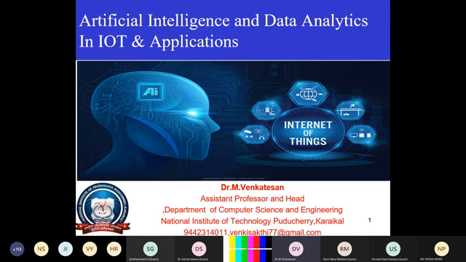It is also very useful for all the participants because the topic is very catchy and it is a very challenging area nowadays. People are talking about IoT. So the topic which is assigned to me is artificial intelligence and data analytics in SIoT and IoT and applications.